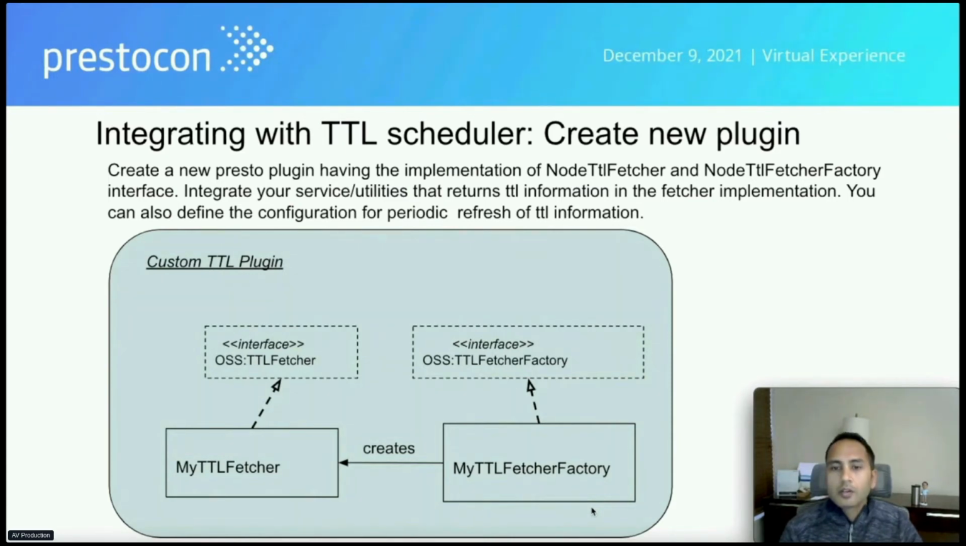Now that you have learned what a TTL scheduler is, let's see what we can do for the integration. So integration is pretty simple. You just need to create a custom Presto plugin and implement these two interfaces. So the TTL fetcher interface provides a method that returns TTL information given a set of nodes. So in the implementation, you may want to integrate with your service or utilities that return TTL information given a node.